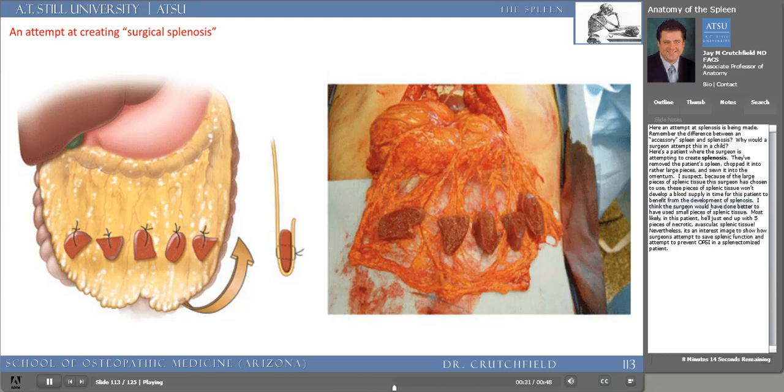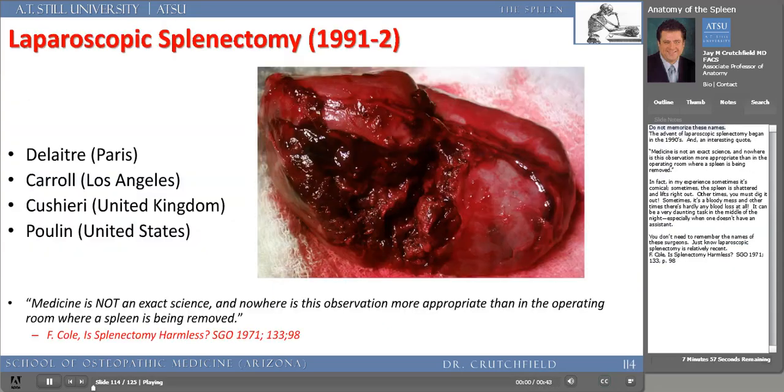Most likely in this patient, he'll end up with just pieces of dead necrotic spleen. But nevertheless, it's an interesting image to show how surgeons attempt to save splenic function and to prevent overwhelming post-splenectomy infection in a patient.